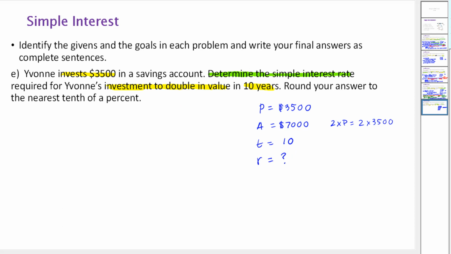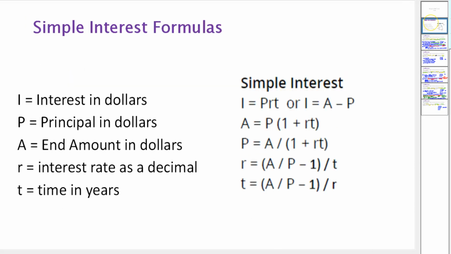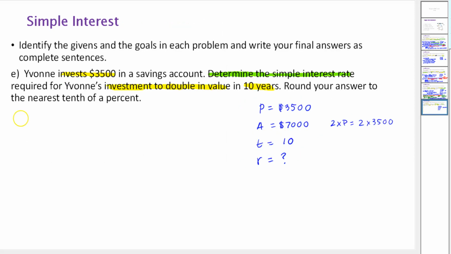So this means we need to use the formula for simple interest that solves for the interest rate r. So if we go to our formulas, this one is solved for r, and it's A divided by P minus 1, all divided by t. So let's write that out. The interest rate equals A divided by P minus 1, divided by time. Okay. Now again, I'm going to put this numerator in parentheses because when we put this in the calculator, we need to use parentheses in order for it to compute correctly.